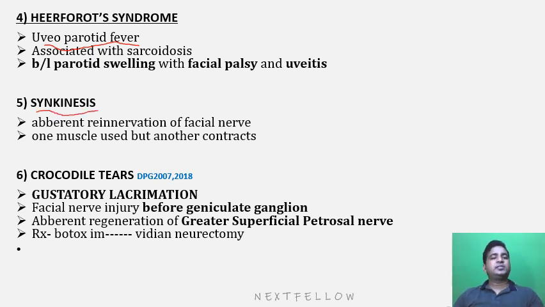Sometimes what happens is, after any injury to the facial nerve, there will be aberrant re-innervation of the facial nerve. That means the facial nerve fibers will get re-innervated with some other structures. So that is known as synkinesis. So in that, what happens if suppose we want to use one muscle, like we want to smile. If we try to do that, some other muscle, like winking of the eye, will be activated. So some other muscle gets contracted. So that is synkinesis, aberrant re-innervation of the facial nerve.